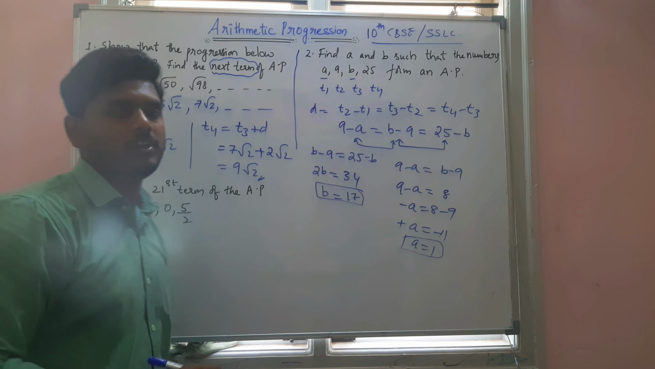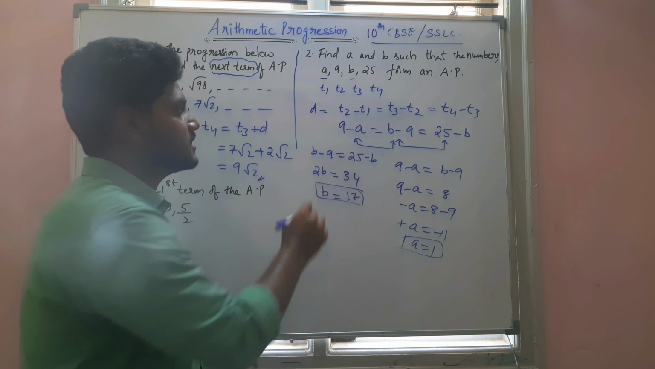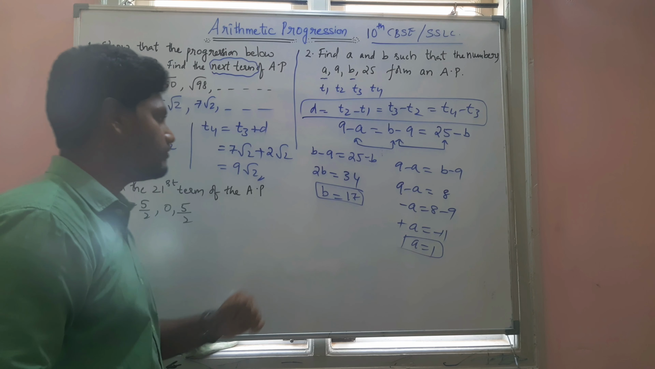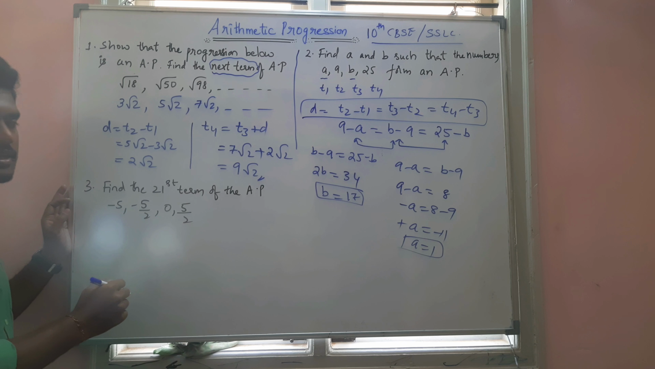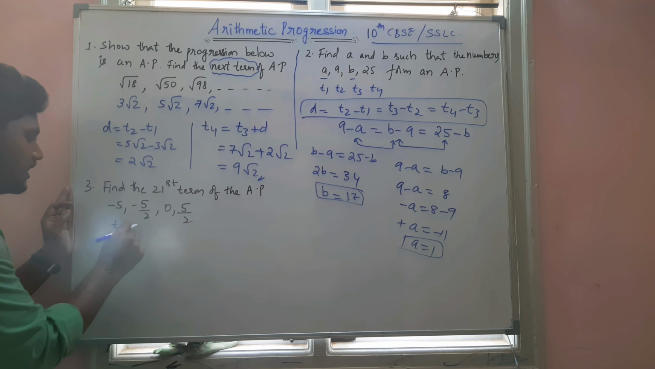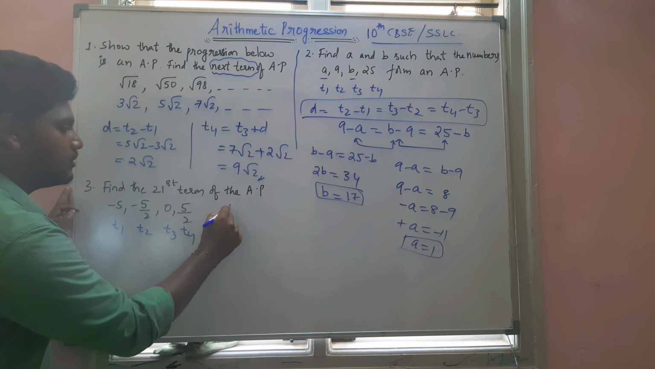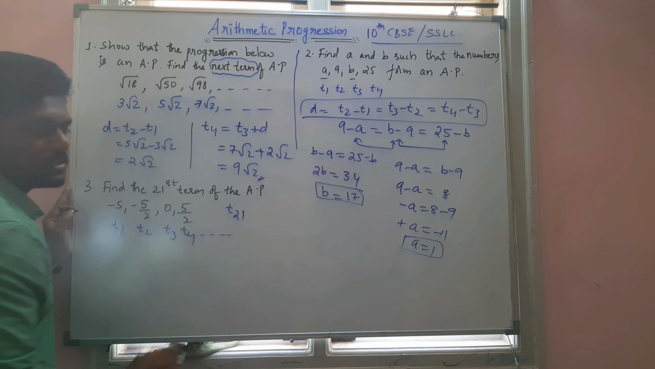Now we got the a and b values. So whenever they ask you to find numbers like this, we apply this condition, common difference. Okay. Now we will move to another problem, that is, find the 21st term of an AP. They have given T1, T2, T3, T4, but we need to find T21. The 21st term we need to find.